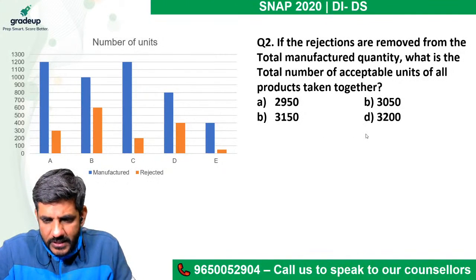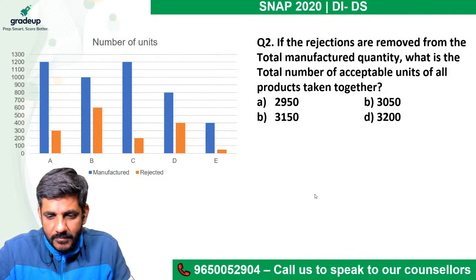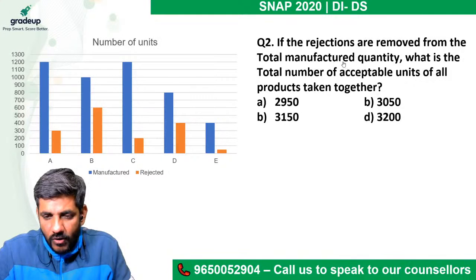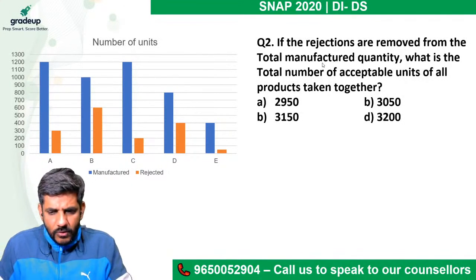Swapnil says B, Sheetal is also saying B, Altaf says B, Paras is also saying B. That's great. All of you are getting B. Yes, looks like a right answer.